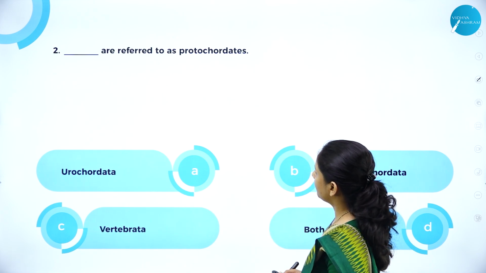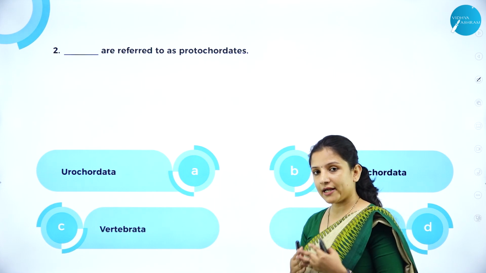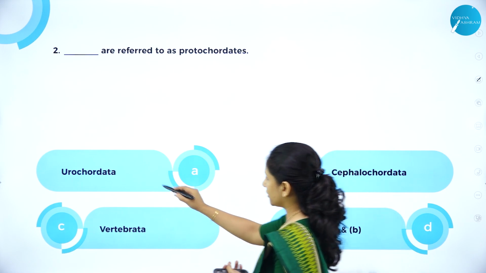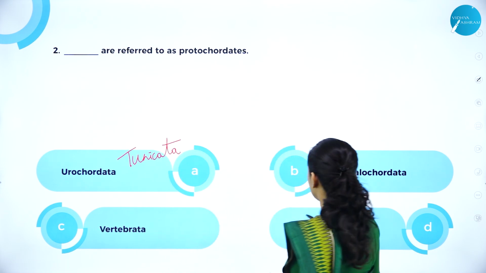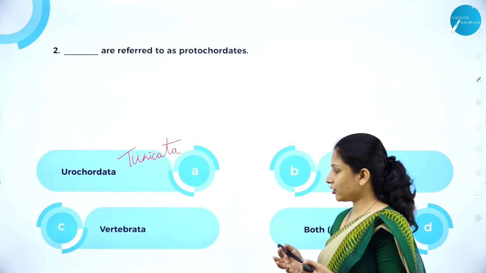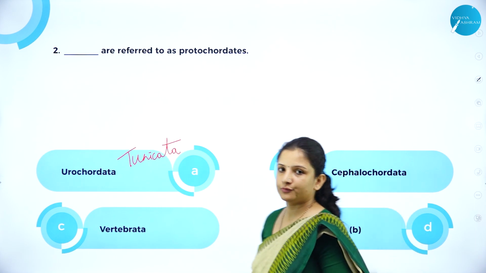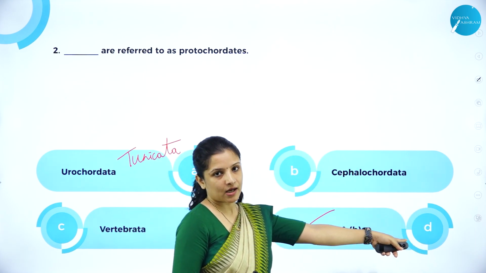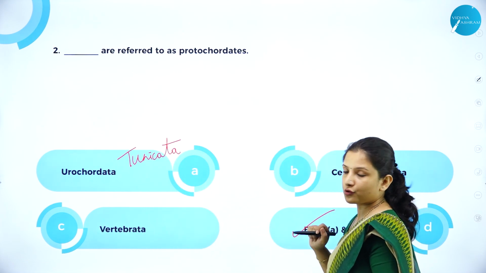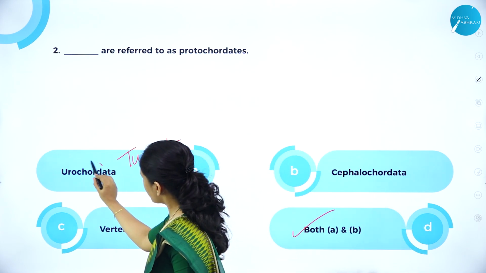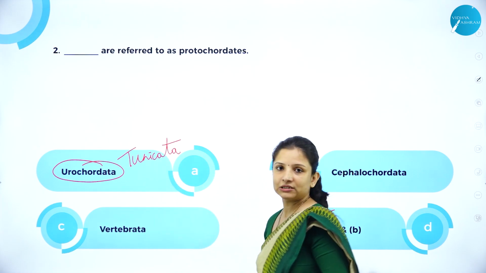Next question: dash are referred to as protochordates. I told you, under protochordates, urochordata, which is also called tunicata, and cephalochordata both are called protochordates. Vertebrata are not called protochordates. So both A and B are right, and therefore option D is the right answer here, because both urochordata and cephalochordata are referred to as protochordates. Sometimes instead of urochordata, they can give the option as tunicata. Don't get confused, because urochordata is also called tunicata.